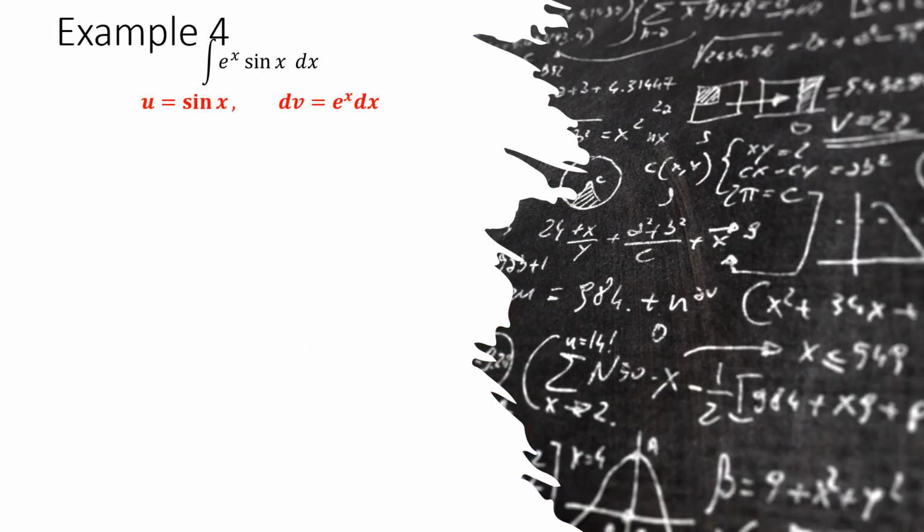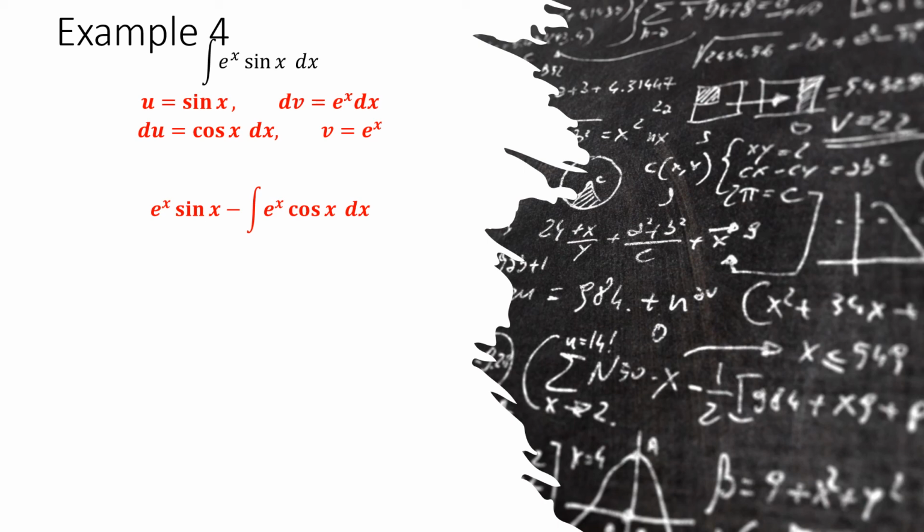All right, so next example, we have the integral of e to the x sine x dx. We're going to let u be sine x and dv equal e to the x. And so my du is going to be cosine x and v is going to be e to the x. Plugging into my formula, I get e to the x sine x minus the integral of e to the x cosine x dx. And then I'm going to integrate that integral piece again.